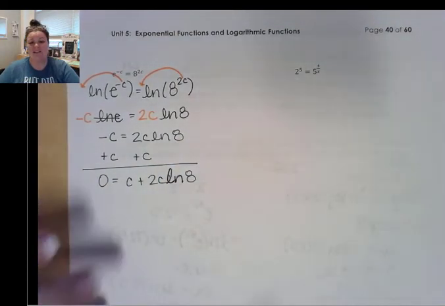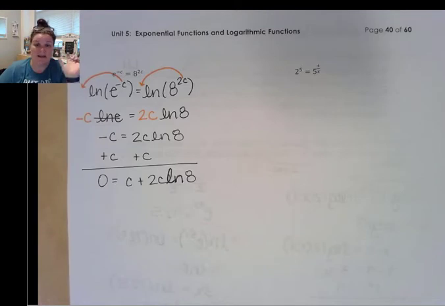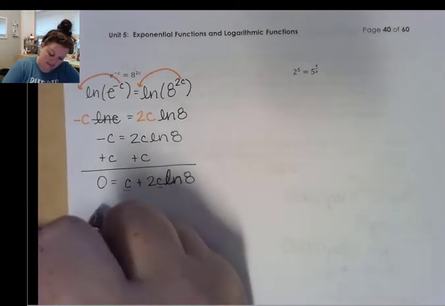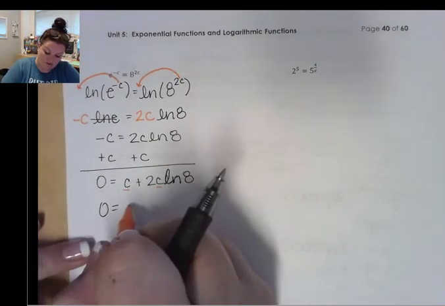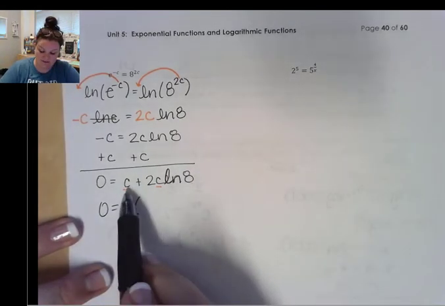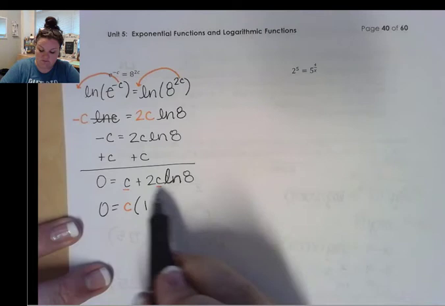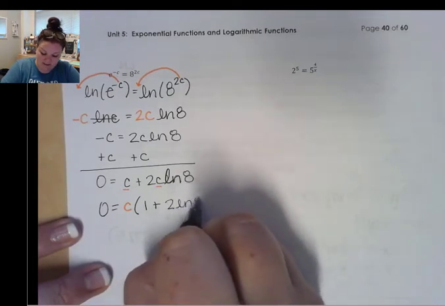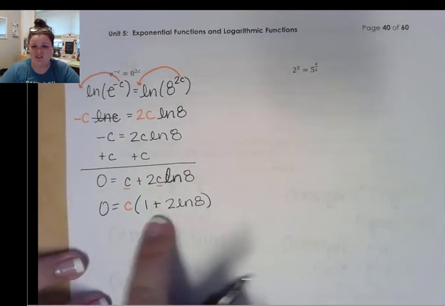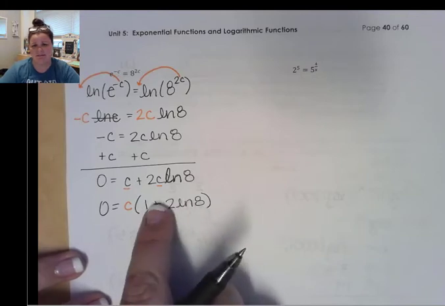Sorry, I'll make my L bigger. ln 8. And I suggest using a cursive ln or a capital ln so that your L's don't start looking like ones and you get yourself confused. Okay. Now remember, we're solving for c, and c right now is in this term and it's in this term. So the way that we can solve for c, get it by itself, is to factor it out. So if I take a c out of each term, this term is going to be left with a 1. This term is going to be left with 2 ln 8, right? And 2 ln 8, this is just some number, right? If I punch this into my calculator, it's going to give me some decimal number.